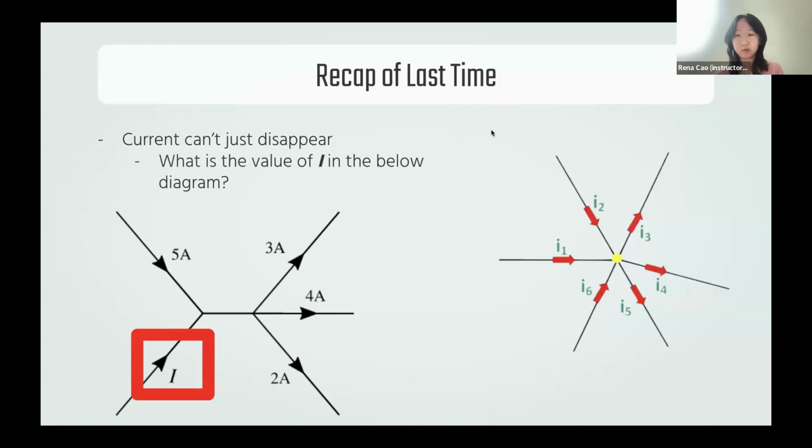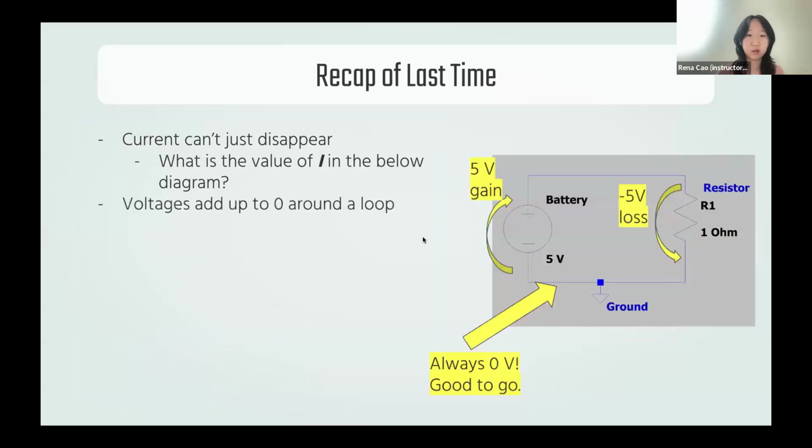Yeah, go for it. 4 amps. Yeah, do you want to explain why? Because the current that is going in is 5 amps, and the current that's going out is 9 amps, and 9 minus 5 is 4 amps. Yeah, because we have to have an equal amount of current going in and going out, right? And that's essentially what we talked about last time.